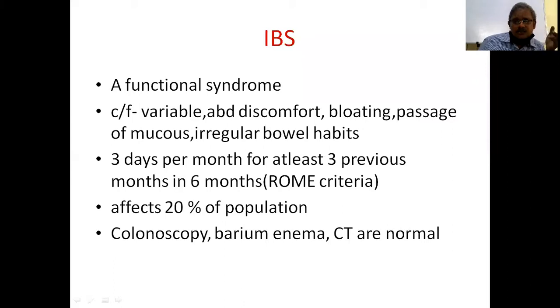The clinical features may be variable: abdominal discomfort, bloating, passage of mucus, and irregular bowel habits. These variable symptoms may be present. And there comes the Rome criteria. The Rome criteria says the abdominal pain or discomfort must be present 3 days per month, for at least 3 previous months in a given 6 months period of time. Okay, that is called the Rome criteria.